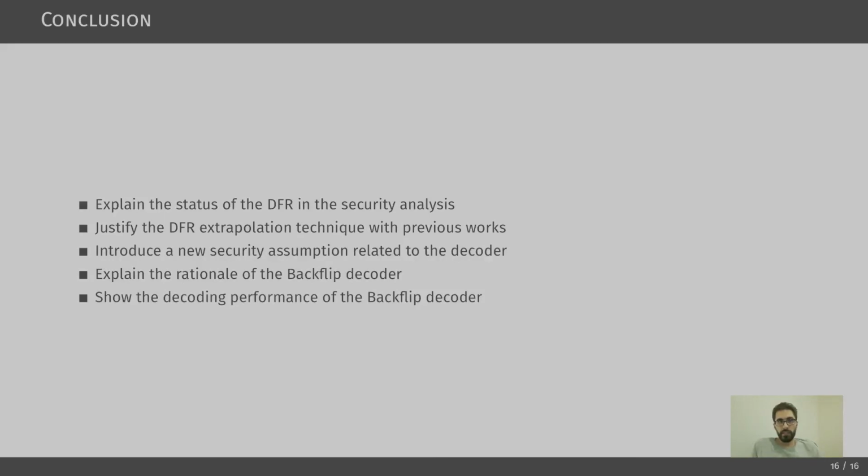So in the end, we have explained the status of the DFR in the security analysis. We have justified and formulated a new security assumption that relates to the decoder. We have explained the rationale of the backflip decoder, and we have shown that it has good performance, and if we were to use it in a BIKE scheme, it will use small blocks.